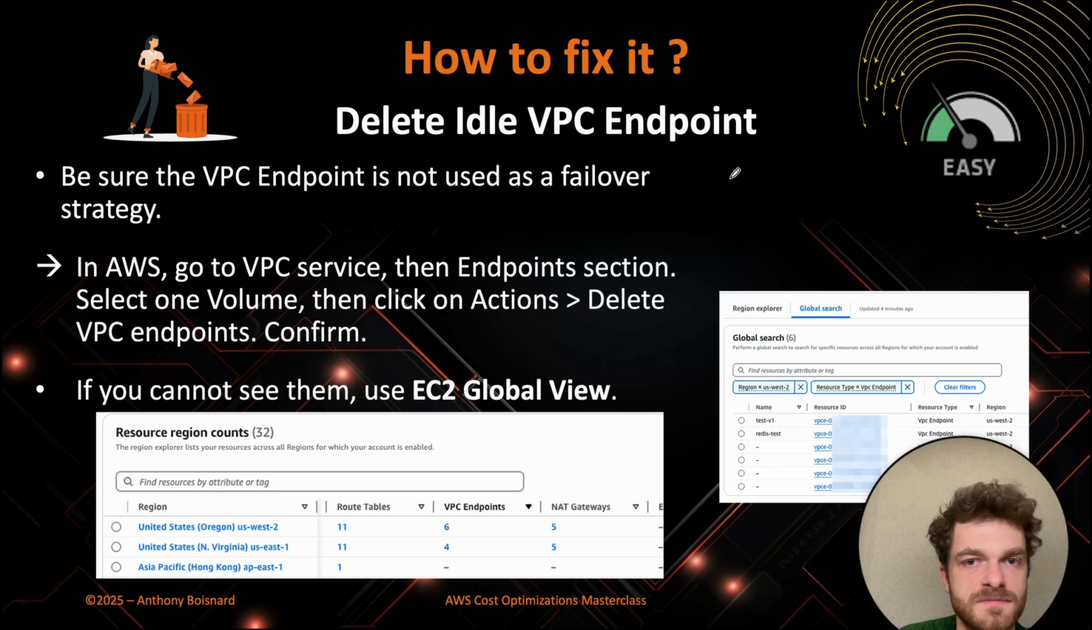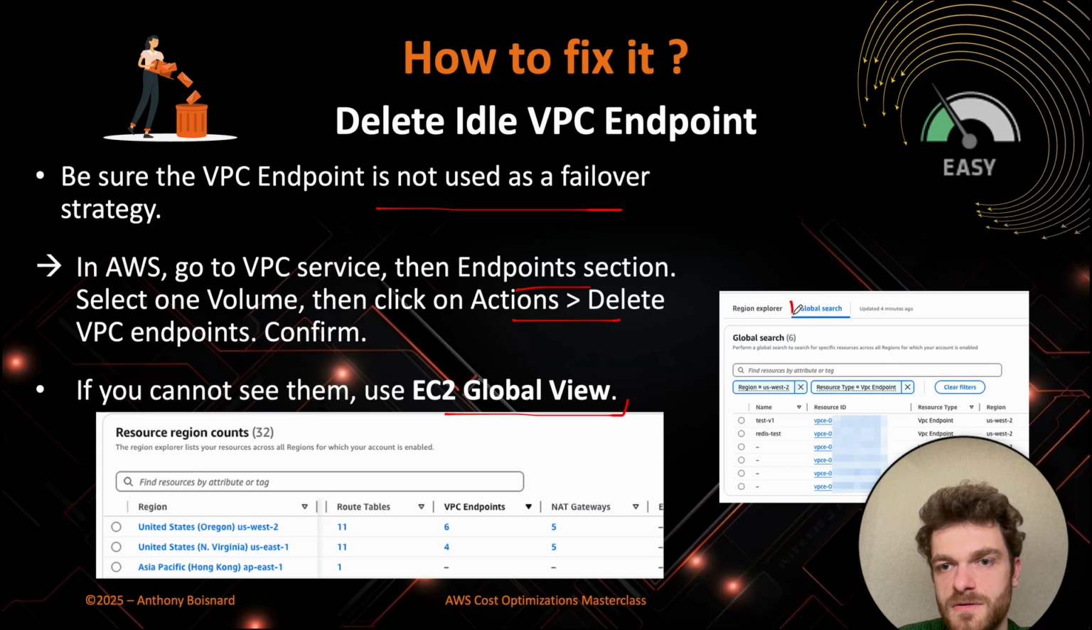And to fix it, it's simple. So first be sure it's not used as a failover strategy. And then you simply go to the endpoint section and click Action and Delete. You can also use EC2 Global View to have a view of every network information and use a global search as well.